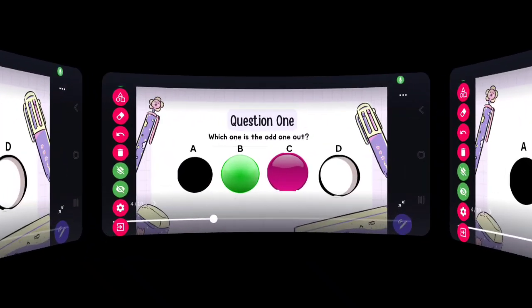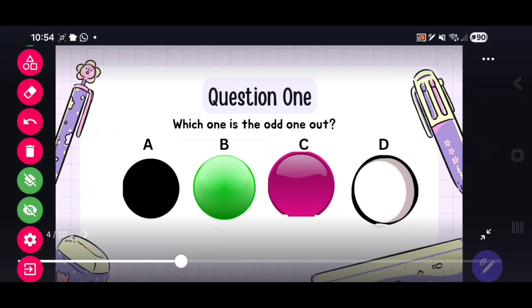This is quite simple. Which one is the odd one out? We can all see that these are all circles. So the shape does not matter right now. Okay, so it's not the shape. But we can see here that they all have different colors. So the fill is not the problem here.